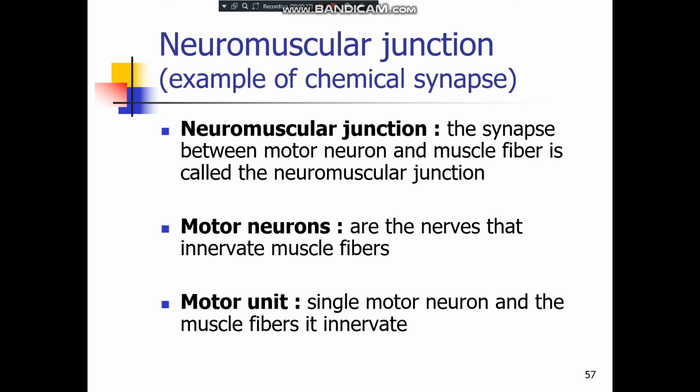What are motor neurons? The nerves that innervate the muscles and bring the information from the central nervous system with respect to the action that is to be carried out by the muscle. One motor unit refers to a single motor neuron and the muscle fibers it innervates. A single motor neuron can innervate more than one muscle fiber.